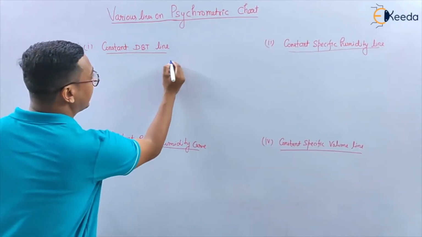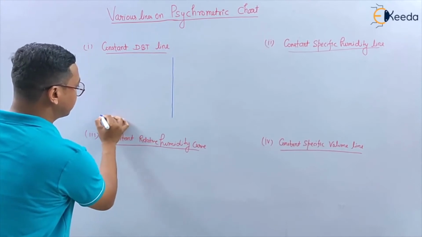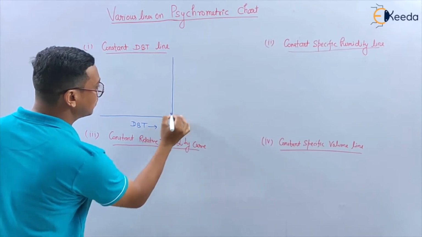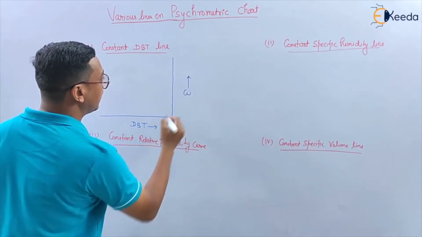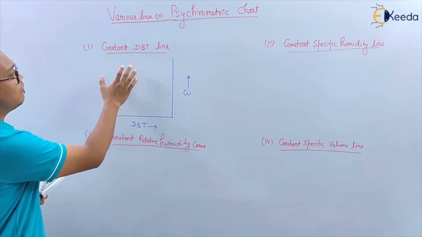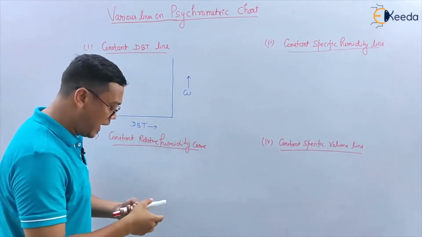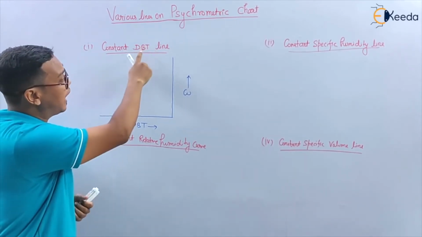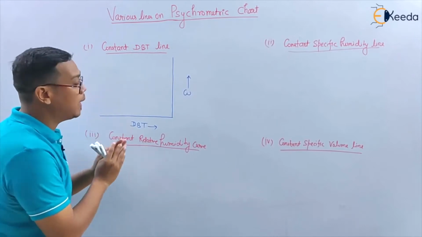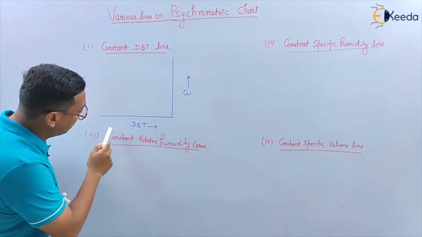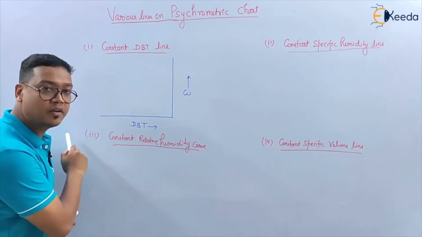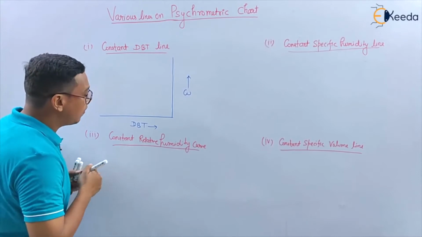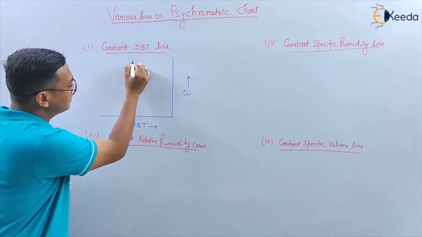So, I already told that this one is the psychrometric chart, this one is the dry bulb temperature and this one is omega, the specific humidity. First line, we will draw the constant dry bulb temperature line. That means the line on which dry bulb temperature is constant. If I say this is the x-axis, then on this axis dry bulb temperature is there. The constant dry bulb temperature line means this one is the line.